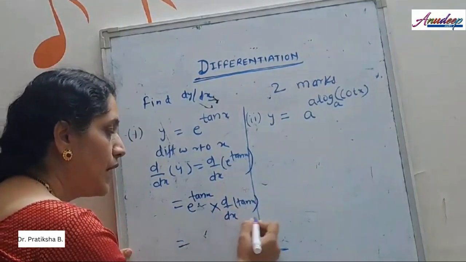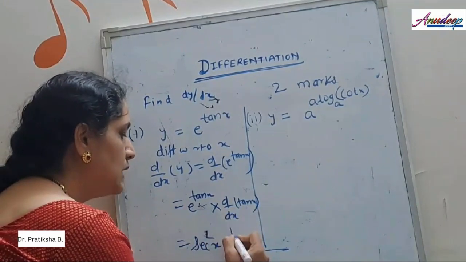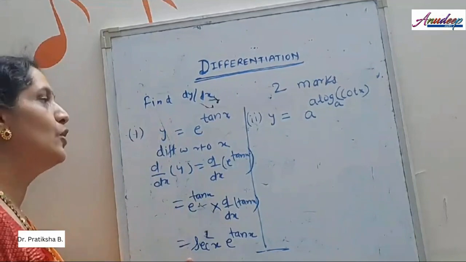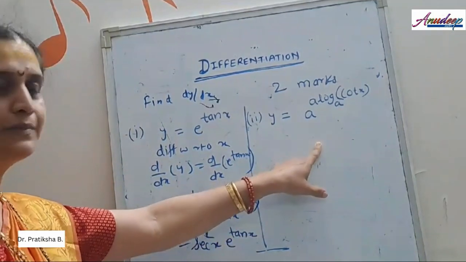So what is the derivative of tan x? It is sec square x, and the first term was e raised to tan x. This is the answer for the derivative of y is equal to e raised to tan x. Let us simplify the second problem.